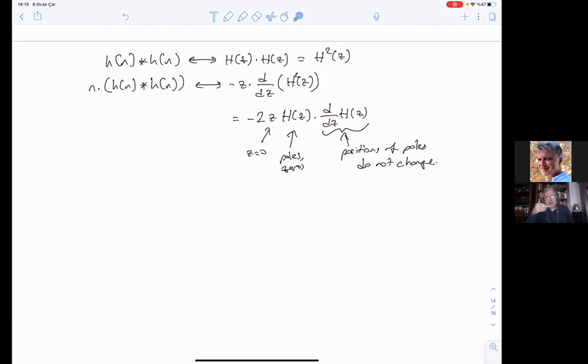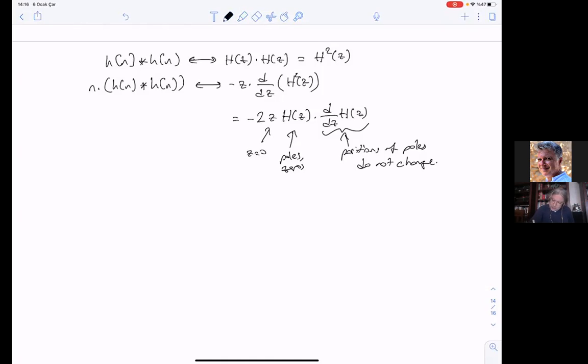So if h of n is causal and stable, h of n convolution h of n will also be causal, and n times h of n convolution h of n will also be causal still. So everything will be causal, and the poles are at the same places. Causal means automatically, if h of n was originally stable, then this one will also become stable because the region of convergence, again, will include the unit circle.